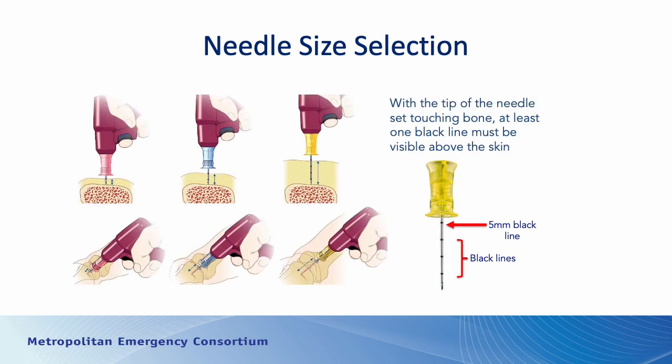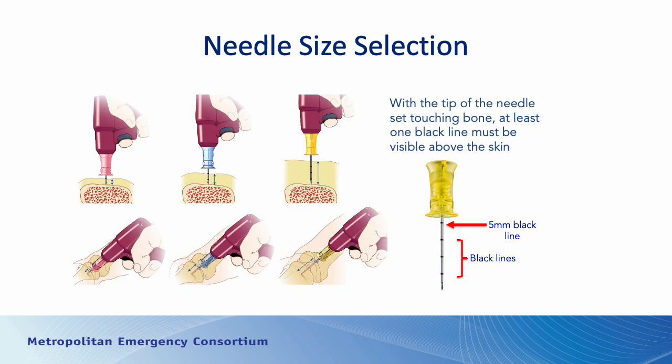If you talk about sizing and considerations, those black lines on the needles are spaced 5 millimeters, a half a centimeter apart. And EasyIO suggests that when you put the needle in through the skin, when you first make contact with the bone, you should be able to see at least one black line before you start drilling.